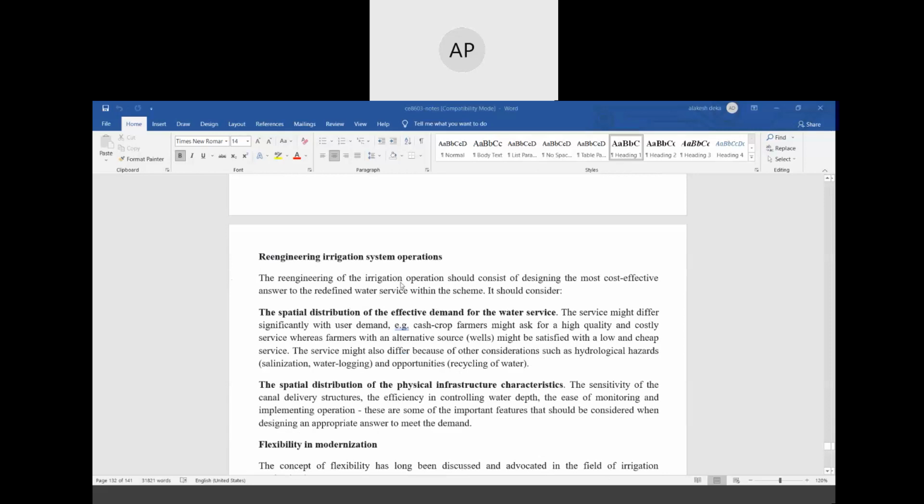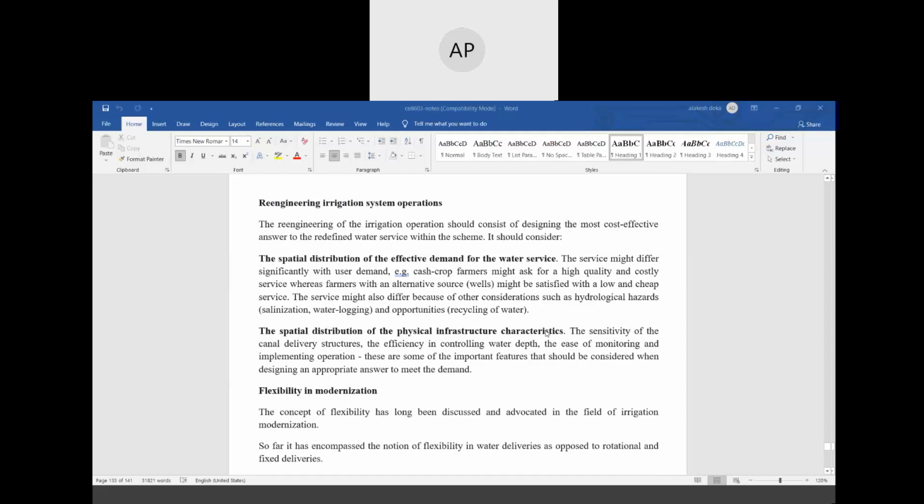The re-engineering of the irrigation operation should consist of, what is re-engineering? That is the operation which consists of designing the most cost effective answer to the redefined water service within the scheme. It should consider the spatial distribution of the effective demand of water service, the spatial distribution of the physical infrastructure characteristics, and flexibility in modernization. These are the 3 points which we require in re-engineering system.